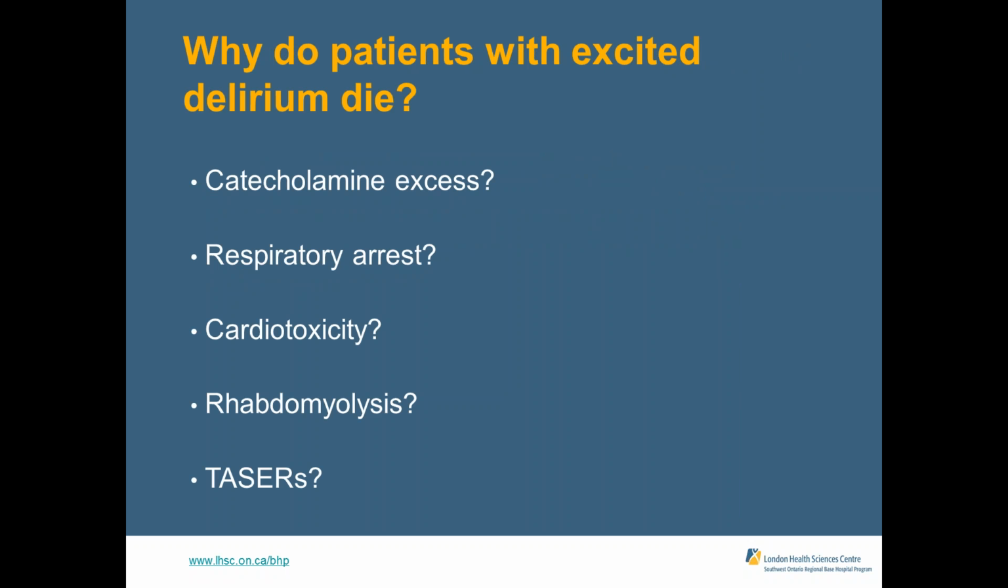So we look at why do patients with excited delirium die? Is it because they have this excess catecholamine? They're being stimulated by this dopamine? Is it a respiratory arrest, maybe secondary to being restrained? Are they cardiotoxic because of the cocaine use or other sympathomimetic use? Could it be rhabdo from breakdown of skeletal muscle due to a continued struggle or restraint? Or is it from actually being tasered in the field.